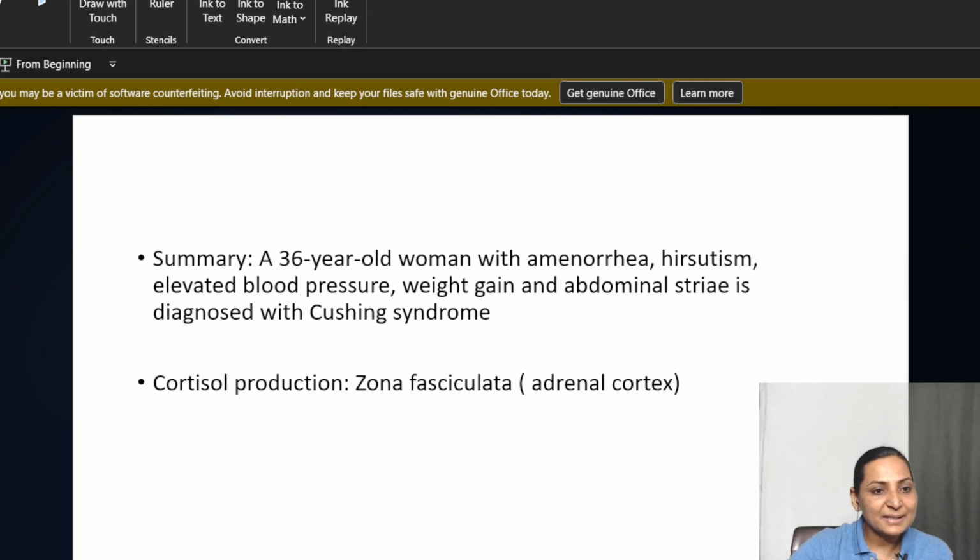So let's summarize this and let us try to find out the answers of the above questions. So to summarize, this is a 36-year-old woman with amenorrhea, with hirsutism, with elevated blood pressure, abdominal striae, weight gain, and she is having Cushing syndrome. So what is Cushing syndrome? It is an excess of cortisol.